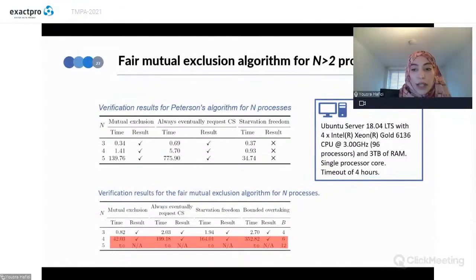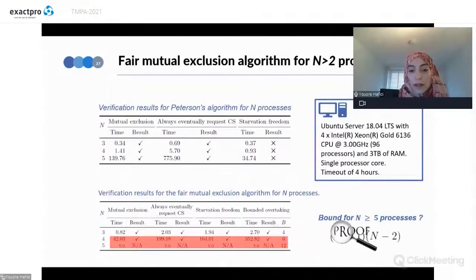So we asked the question how to compute the bound for more than 5 processes. And in this case, we had to give a formal proof that proves that there is a bound for any number of processes, and the bound that we found is this one. And by this, we have proven the correctness of the new variation of the algorithm.